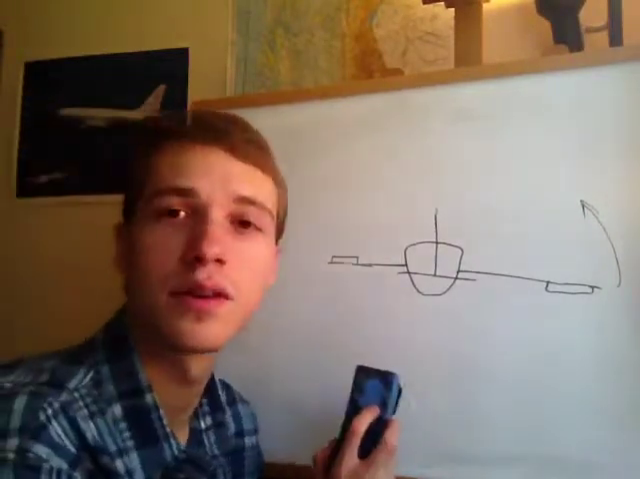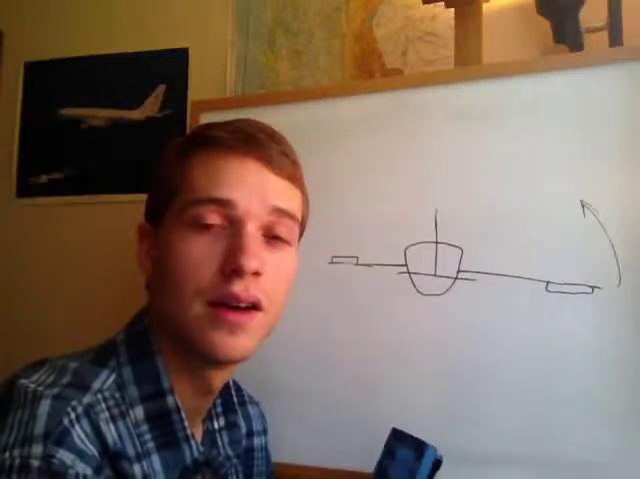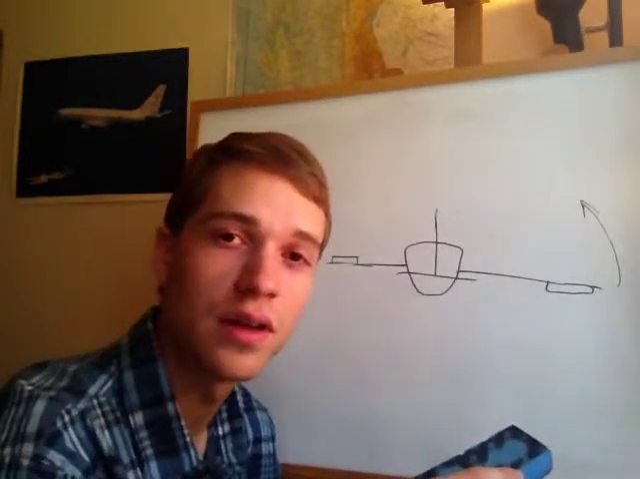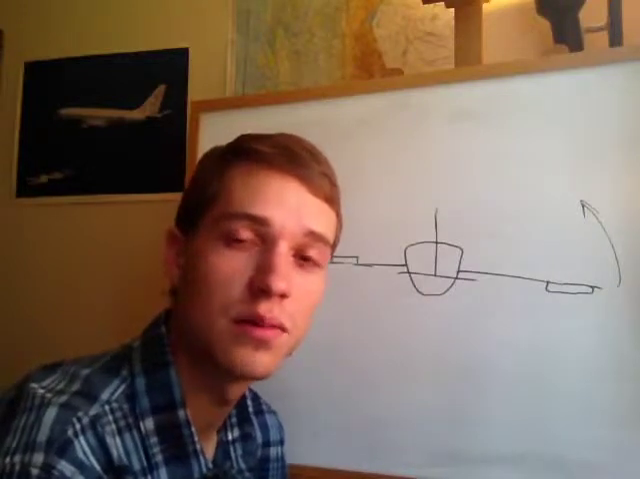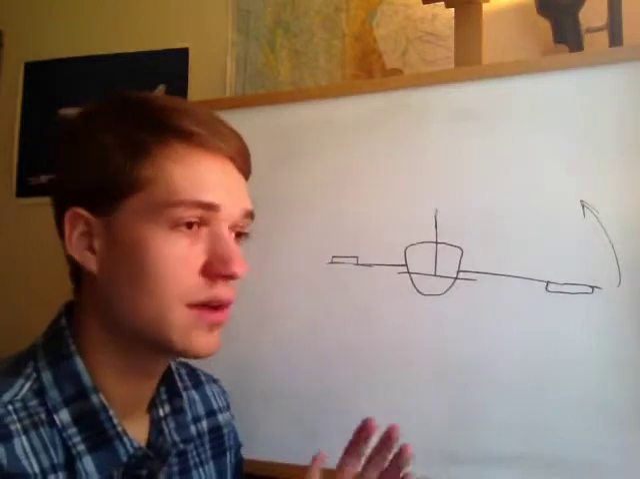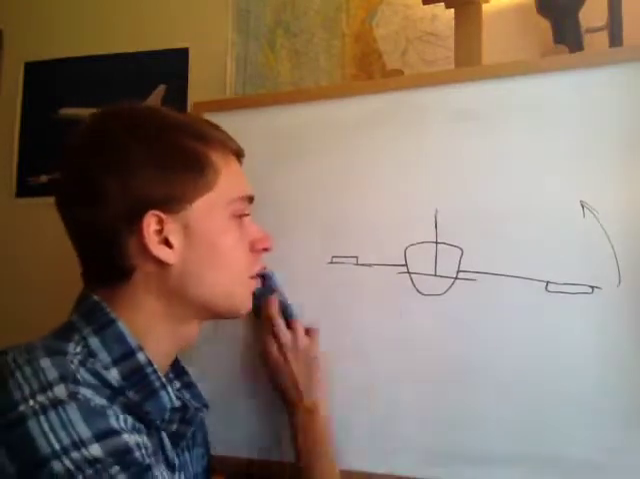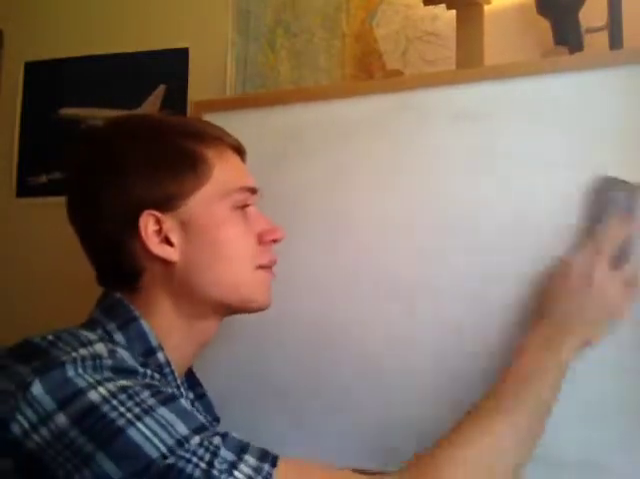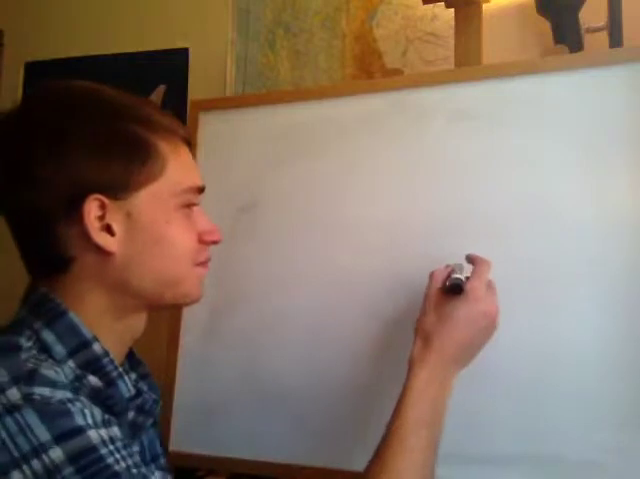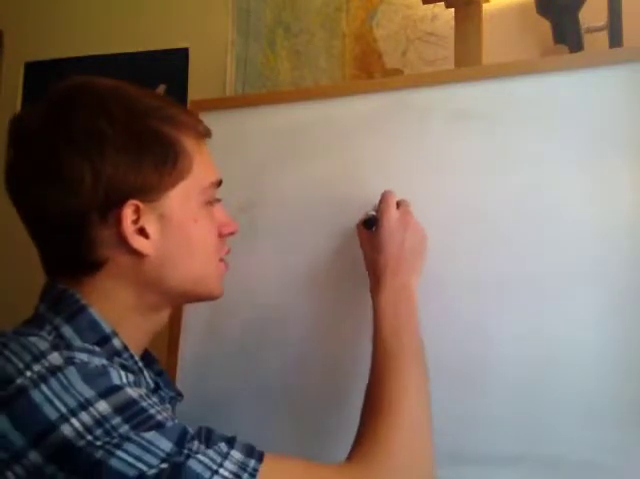Now, there's one other control that we have to coordinate our turn with, because remember, the nose is going to start dropping and the airplane won't hold its altitude when you enter a turn, because not all your lift is acting completely vertically anymore. So what do we do? We need to somehow get that nose back up, and we do that with our elevator control.